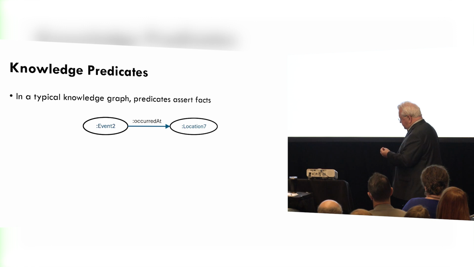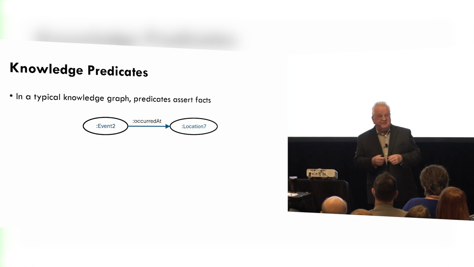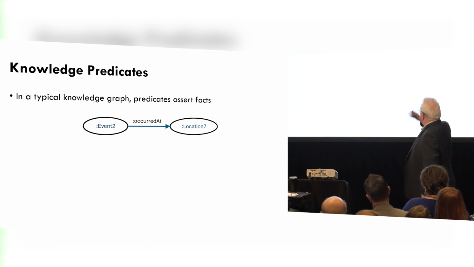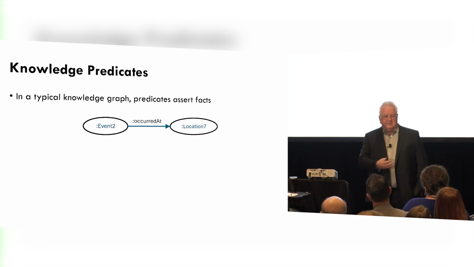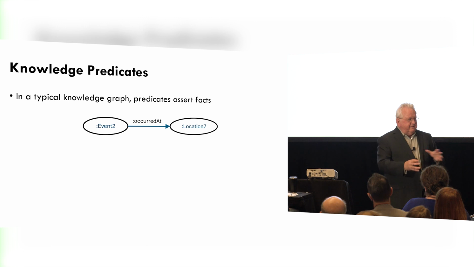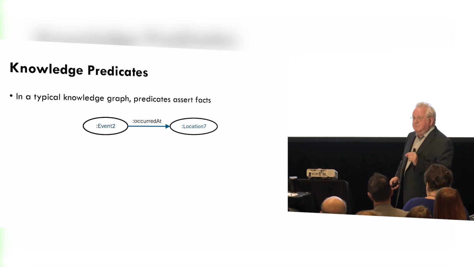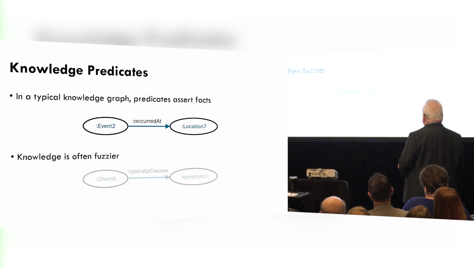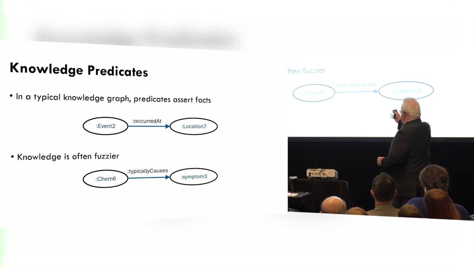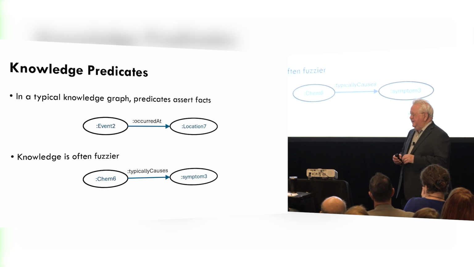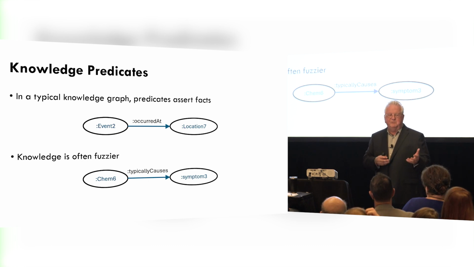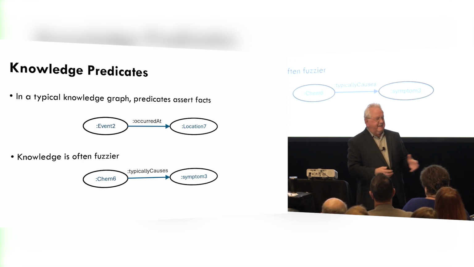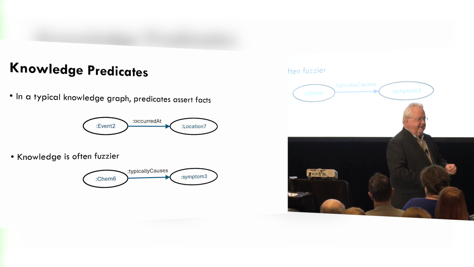One other thing before I get to the pure knowledge. So in a knowledge graph, we assert facts with these edges. We say this event occurred at that place. That's just an assertion. It's just a fact. You can verify it or whatever you want. Most knowledge, and I got this from one of our clients, is usually fuzzier. There's a predicate that has some fuzzy meaning. Even when they say causes, they mean usually causes. It's not that it caused in the past tense.